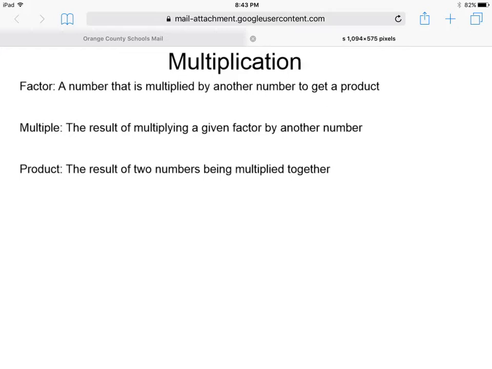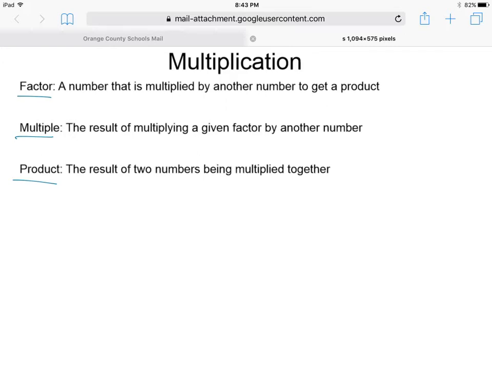Tonight we're going to talk about some vocabulary terms that I want to make sure you guys remember. Specifically for multiplication, we're going to deal with factors, multiples, and products. A factor is a number that is being multiplied by another number to get a product.